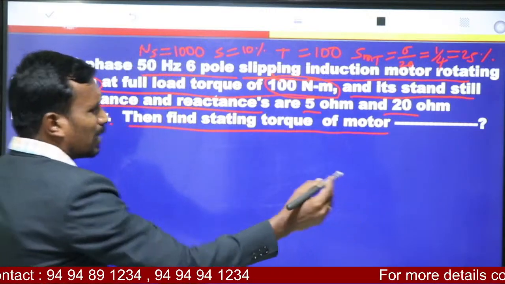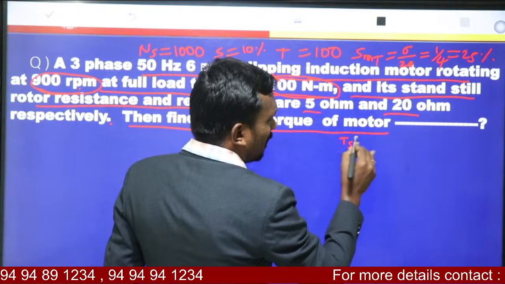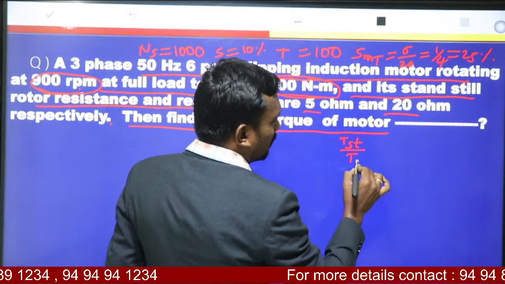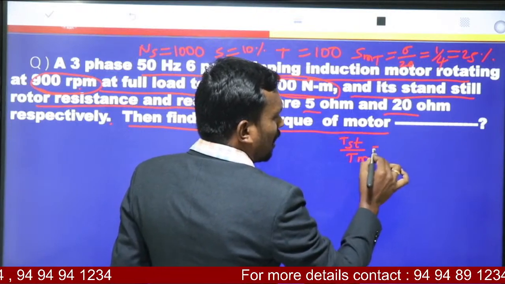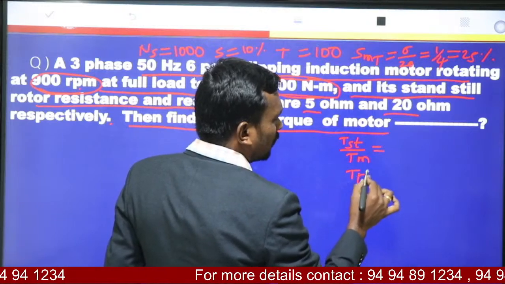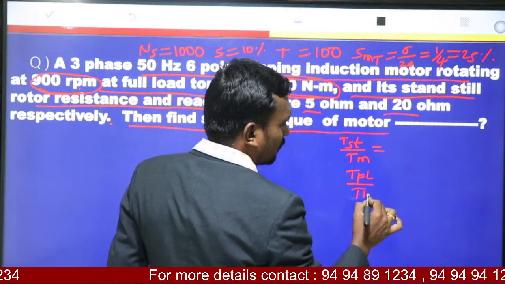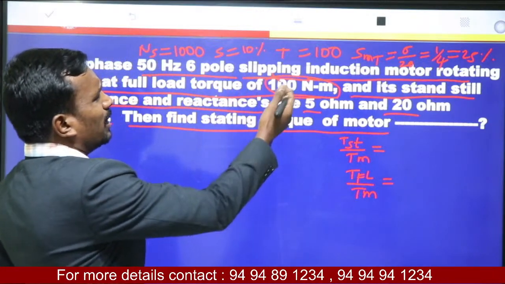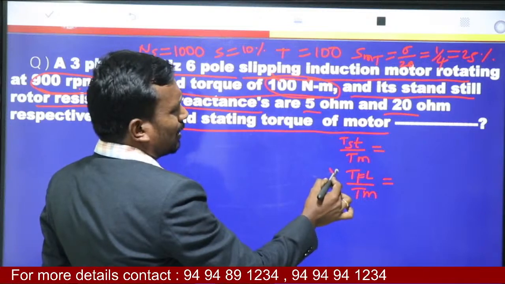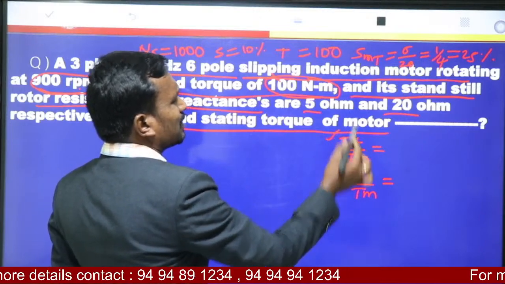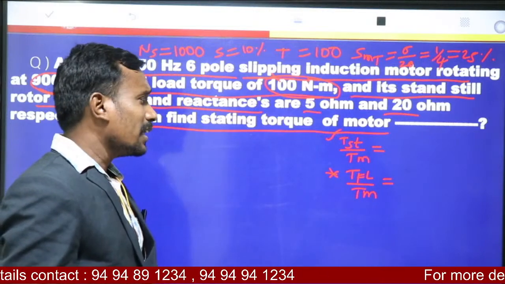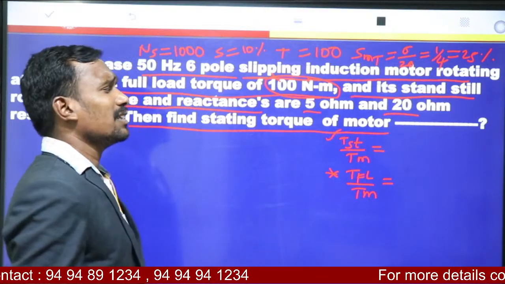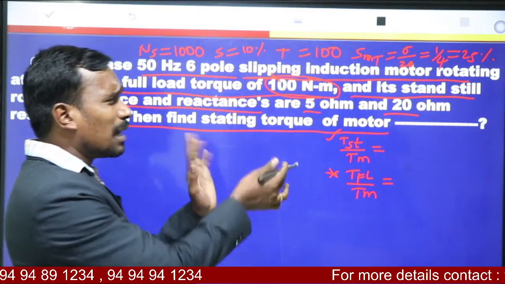We have two formulas, of course. One is the starting torque to the maximum torque. The other one is the full load torque to the maximum torque. But here they have given the full load torque and they are asking for the starting torque. But there is no relation combining these two.